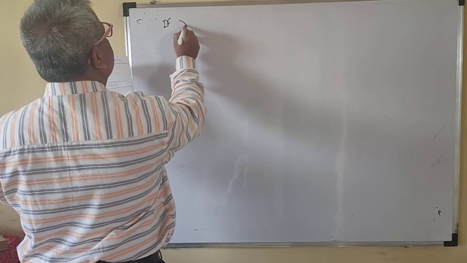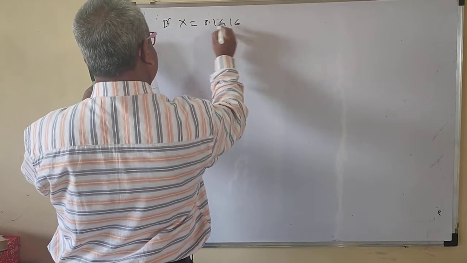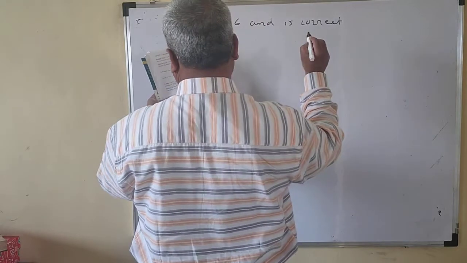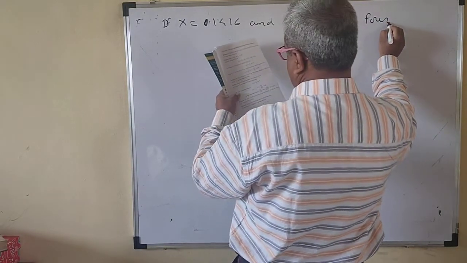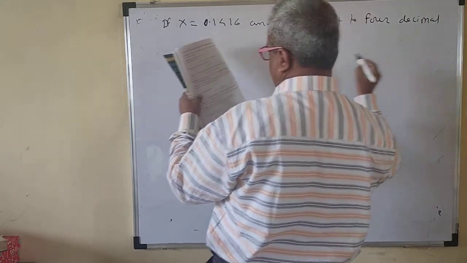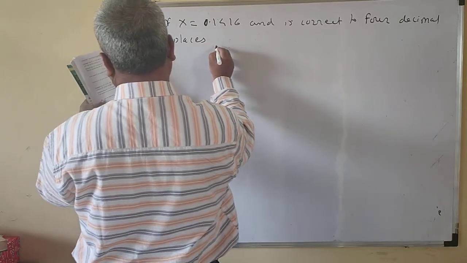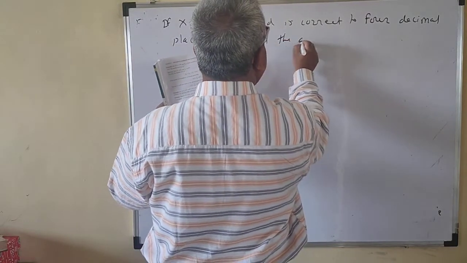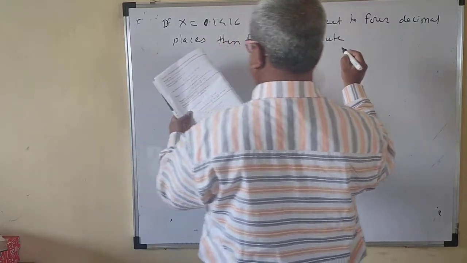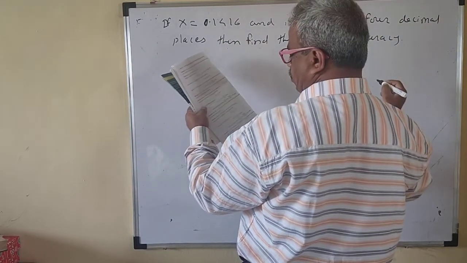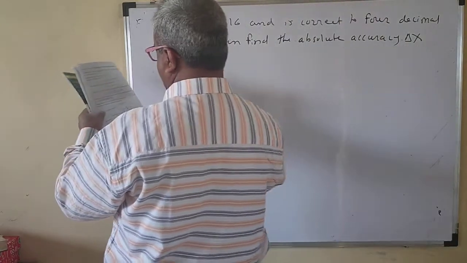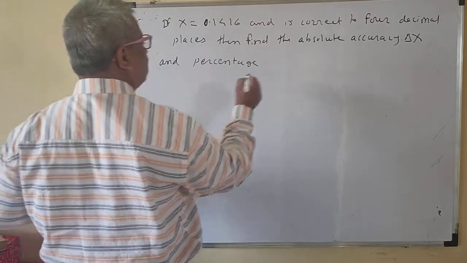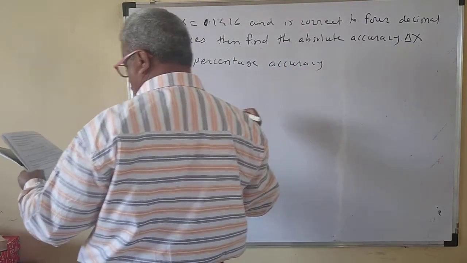Next problem, if x equal to 0.1416 and is correct to 4 decimal places, then find absolute accuracy, delta x, and percentage accuracy.